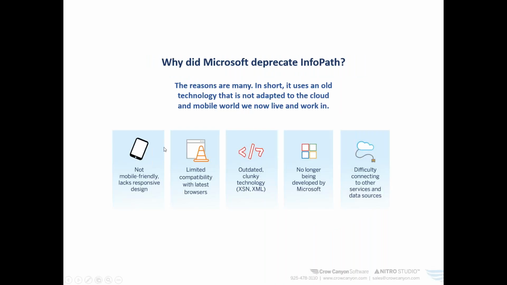So why did they stop development? Why did they deprecate it, as it's called? Well, there are many reasons. It's not mobile friendly. It's got limited compatibility with the latest browsers. For instance, if you think about 2013, Edge has come out since then, and there have been many changes to Chrome, all those changes to the browsers. It's just not the same level of compatibility. It uses older technologies, no longer being developed by Microsoft. And because new services change how they are programmed, InfoPath, being 10 to 20 years old, is not adapted to these new kinds of connections and new data sources, whereas modern solutions like our Nitro Studio are.